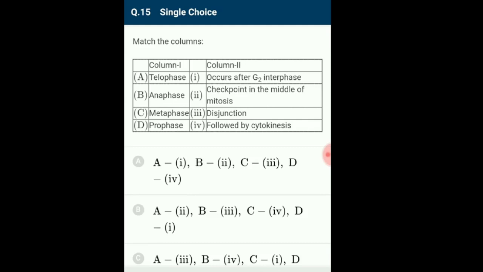The nuclear membrane, nucleolus and endoplasmic reticulum reappear during telophase. Thus, two nuclei are formed, which is followed by cytokinesis. So, the correctly matching option is option B.